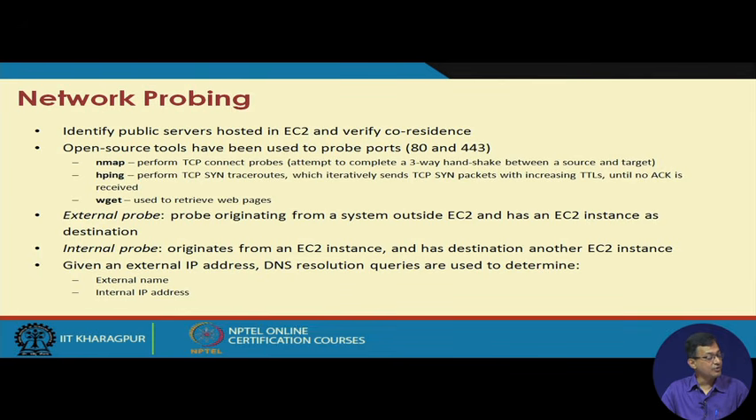An external probe originates from a system outside EC2 and has an EC2 instance as the destination. An internal probe originates from an EC2 instance and has another EC2 instance as the destination, right. So, this is the internal and external distinction. Given an external IP, DNS resolution queries are used to determine the external name and internal IP address, right. So, this is done by the DNS query.